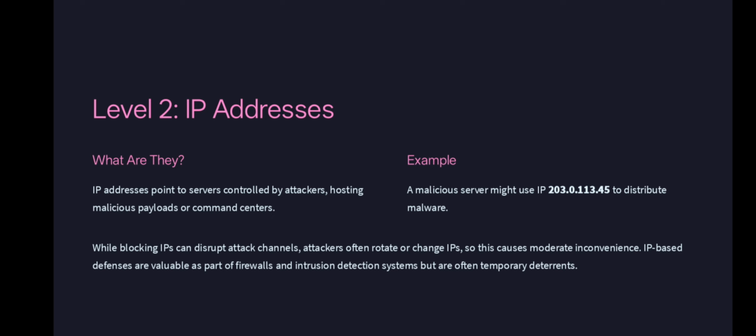DDoS protection. Services like Cloudflare, Akamai, and Arbor Networks use IP-based blacklists to mitigate high-volume attacks. IP addresses are an essential part of a defender's toolkit. As IOCs, they are more meaningful than file hashes, but not as strategically disruptive as behavioral indicators or TTPs.